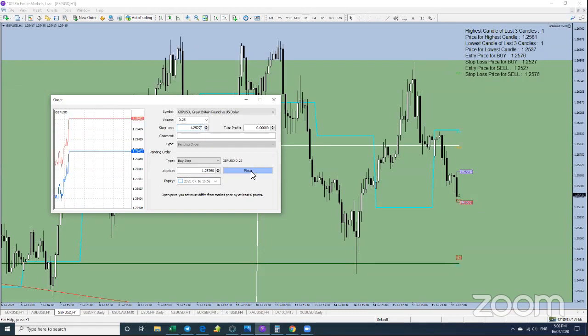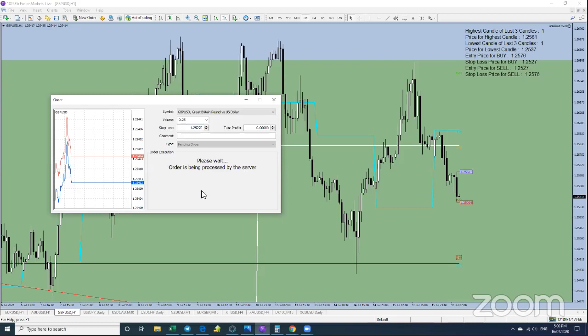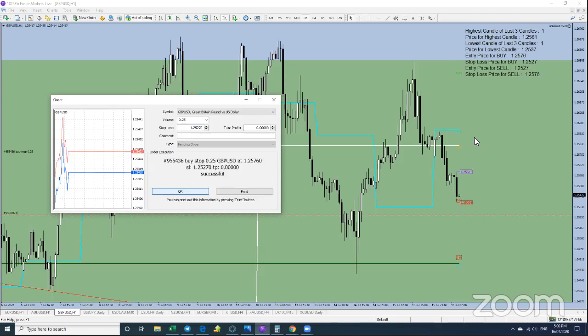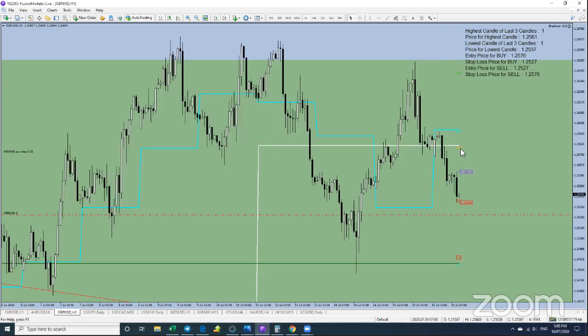Okay, we've got an open for the session, and we'll place that long. So there's the stop loss for the long. You can see the entry for the longs up here, again in a terrible place, just underneath the weekly pivot and the daily pivot. Shocker.